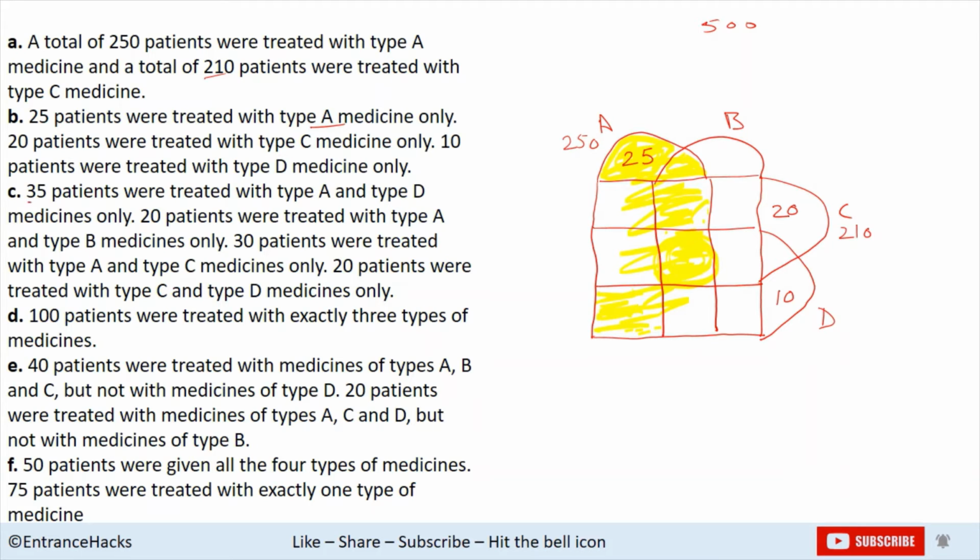Coming to the next statement, 35 patients were treated with type A and type D medicine only. So we'll have to find the intersection of A and D. This belongs to D, this belongs to A, and because this area also belongs to C, this is the area which belongs to only A and D. So 35 patients were treated with A and D only.